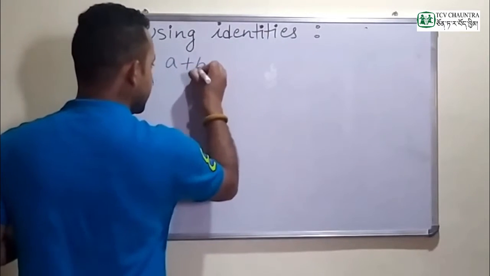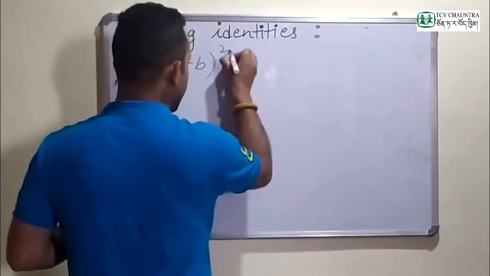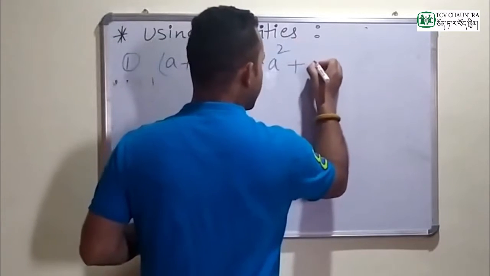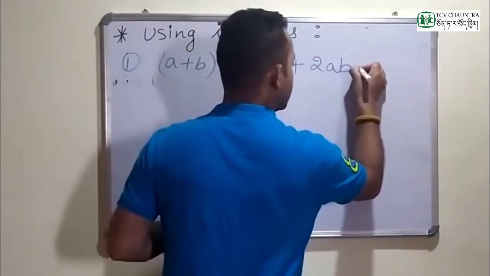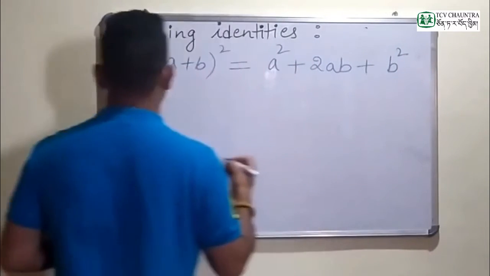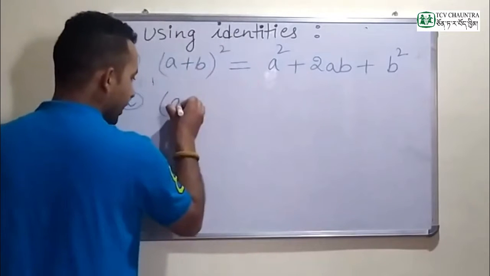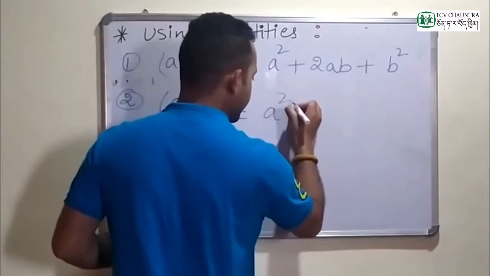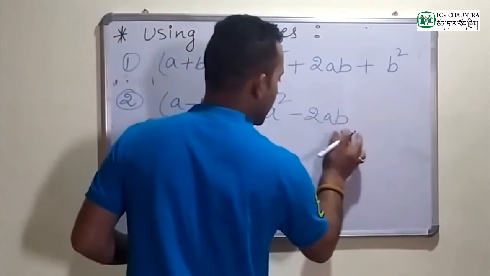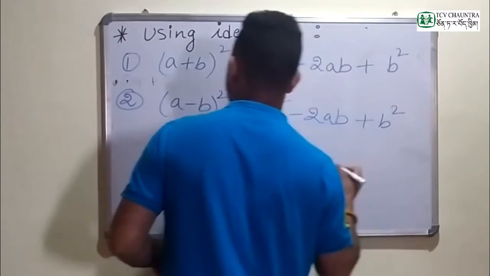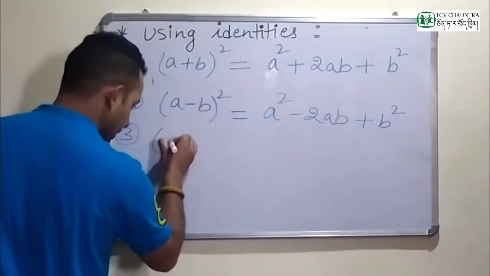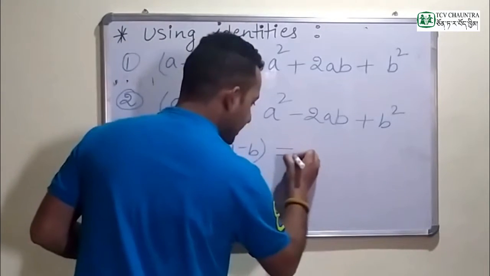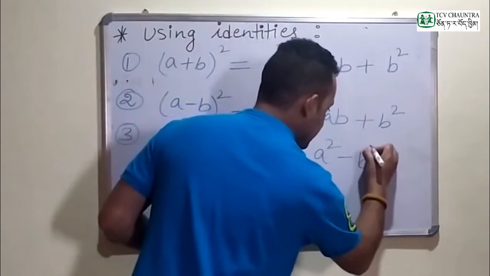So your first identity, the formula of the first identity, is a plus b whole square. You can write it as a square plus 2ab plus b square. Okay, class, your second formula is a minus b whole square. You can write it as a square minus 2ab and then plus b square. Your third formula is a plus b times a minus b. So you can write it as a square minus b square.